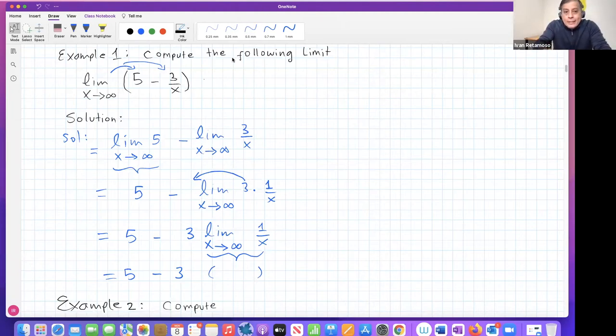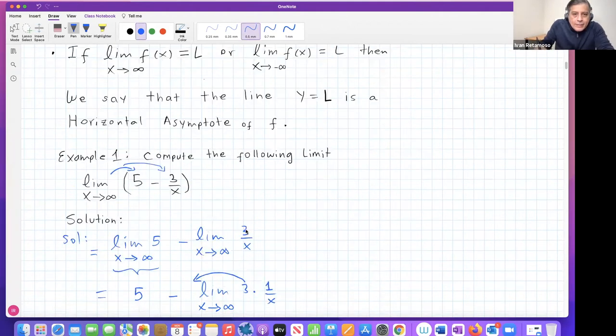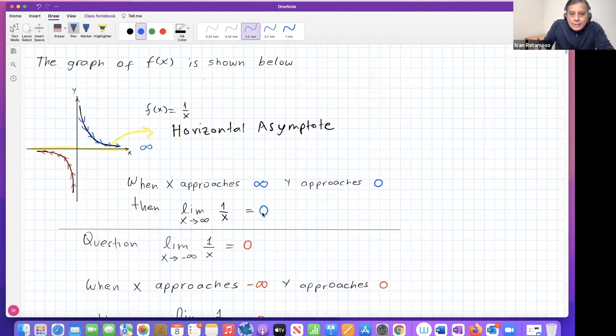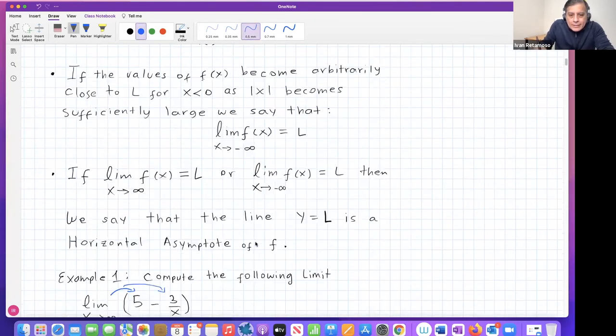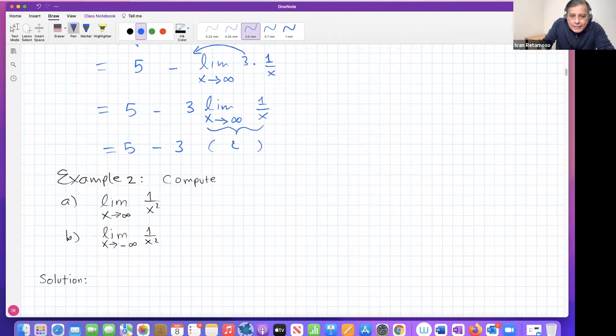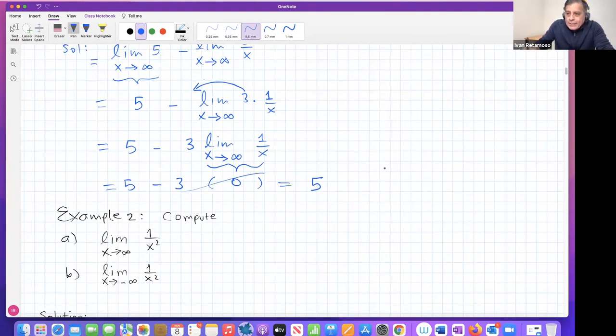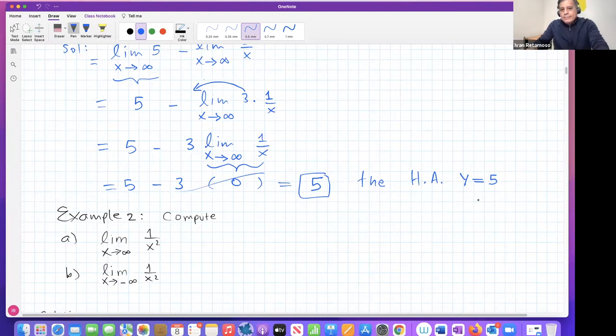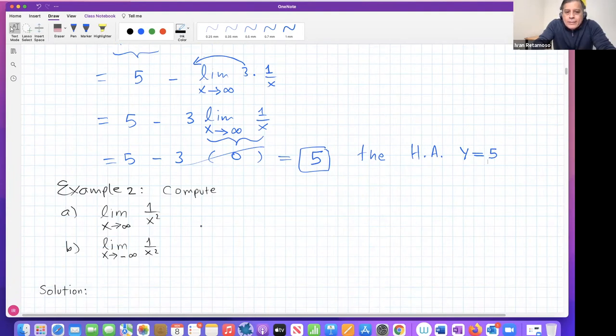Yes, I see on the chat, very good. Zero, right? Yeah, we just saw it. Remember? The limit as x approaches infinity of 1 over x is zero. So this is zero, and therefore we end up with just 5. We got this behavior, so we can say that the horizontal asymptote will be given by the equation y equals 5. Very good. All right, so now let's explore the square of the reciprocal function.